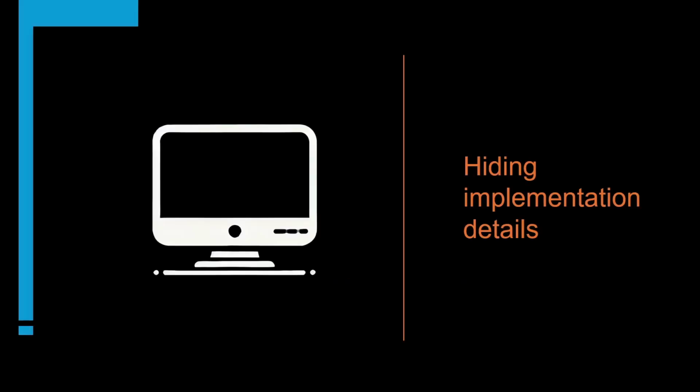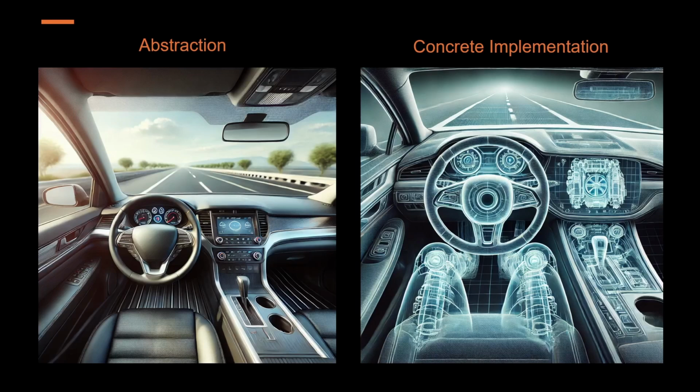Now let's get started with the first topic, that is hiding implementation details. Let's look at this with an example that will help us understand better. Let's look at hiding implementation with an example that all of us can relate to: driving a car. On the left side of the slide, you see the inside of a car from a driver's perspective. Everything looks familiar: the steering wheel, the dashboard, gear lever, and a beautiful open road ahead. But notice what you don't see.